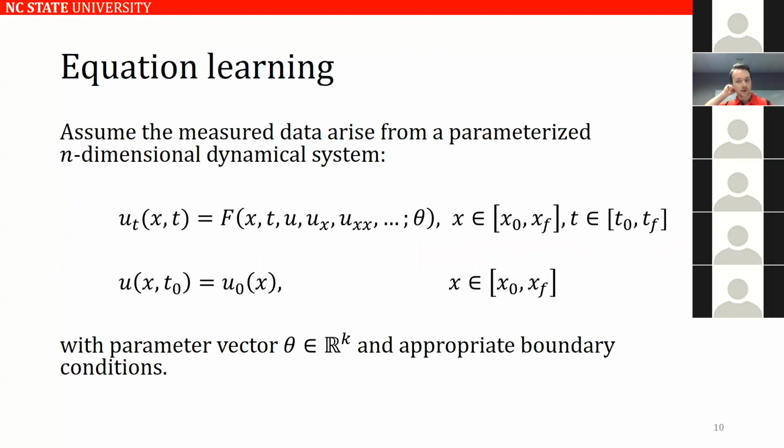So equation learning, John already talked about this. Basically the first big assumption is that the measured data arise from some dynamical system. In this case, we assume that the dynamical system takes the form of a PDE, with this unknown function f, and that describes the time derivative of your quantity of interest, in our case, cell density u. And of course, we assume appropriate boundary and initial conditions.